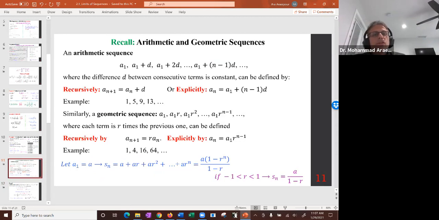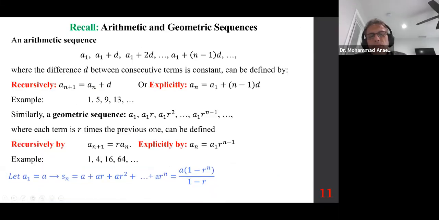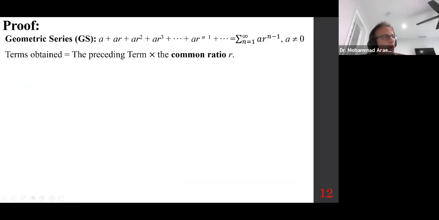Again, refreshing your memory about the arithmetic and geometric sequence. So that is the synopsis of what we covered. And now, although you've seen this proof, let's quickly go over that. This is in algebra. We want to prove a sum is equal to what?